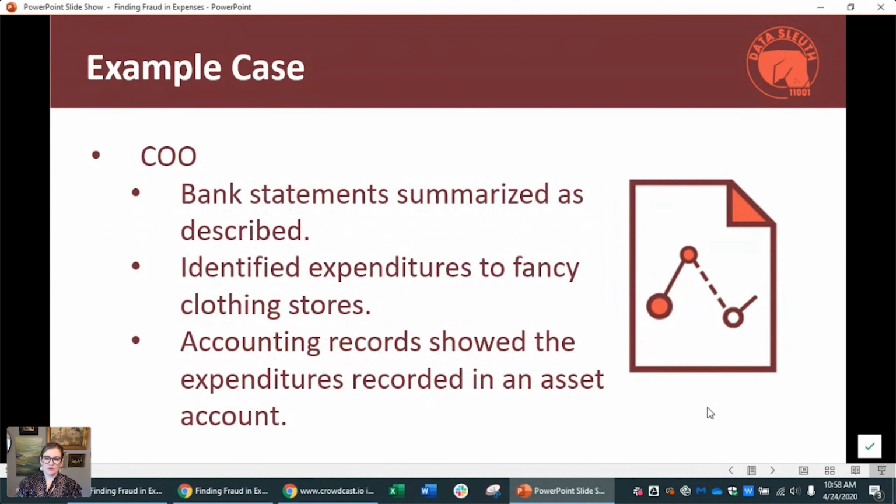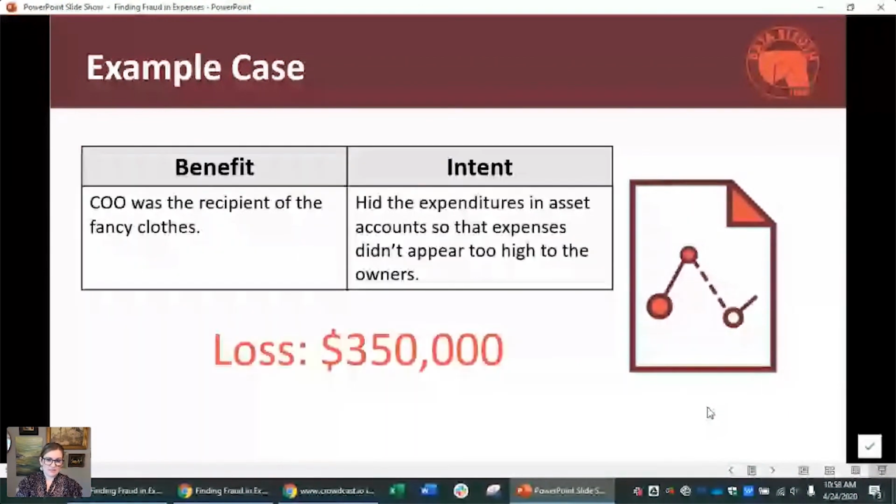I also had a COO, and we summarized the bank statements, went through that whole process, and we identified expenditures to really fancy clothing stores. And the accounting records actually showed that the expenditures were recorded as an asset. So it was recorded against various fixed assets accounts and inventory accounts. Once again, this was about $350,000, and that was just for the fancy clothes.